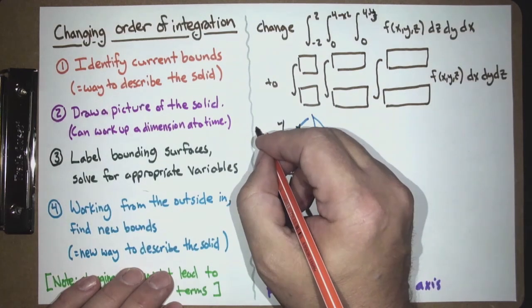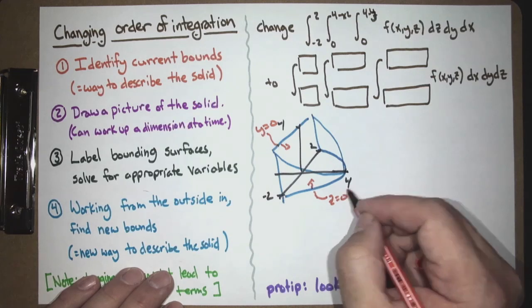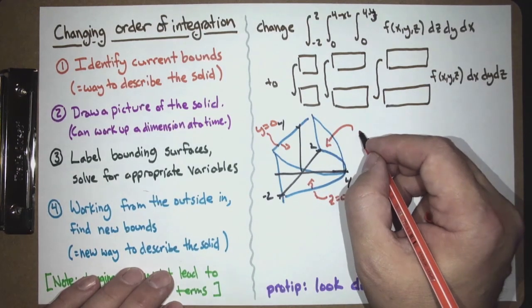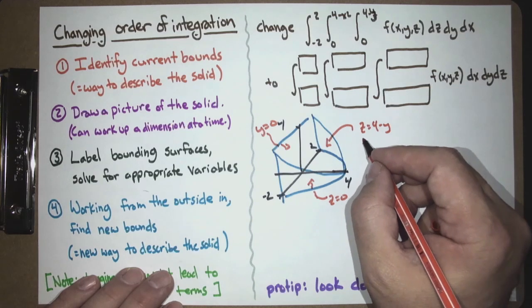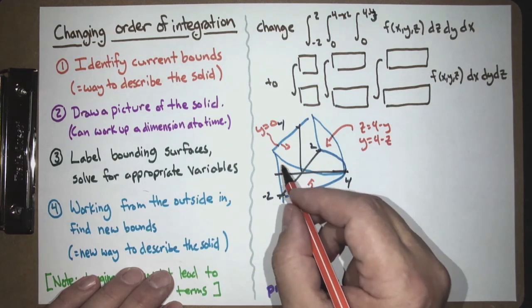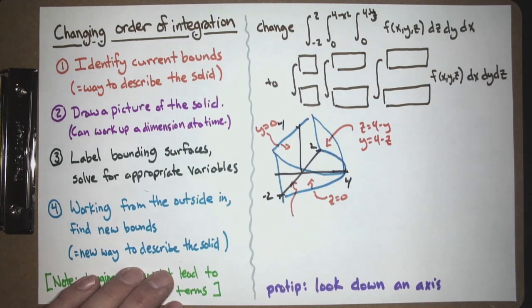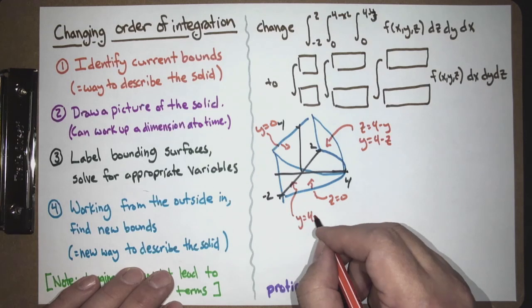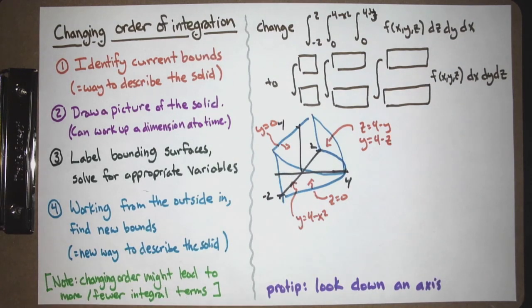Our back face was y equals 0. Our bottom was z equals 0. Our slanted top was z equals 4 minus y, which, by the way, is the same as y equals 4 minus z. And then our other piece was part of the parabola, and that's y equals 4 minus x squared. Now, dx, dy, dz. The good times.